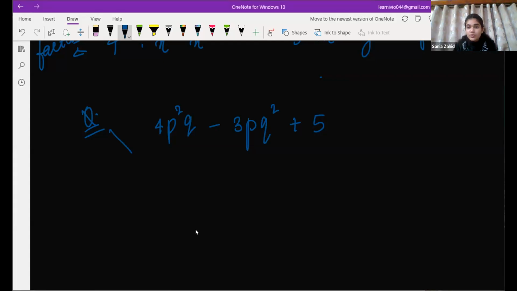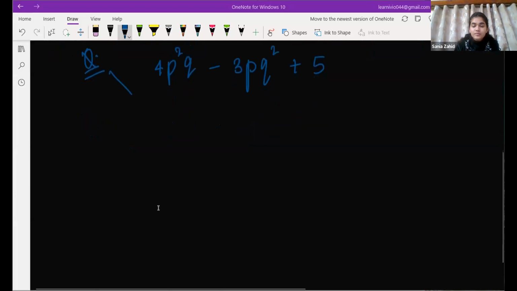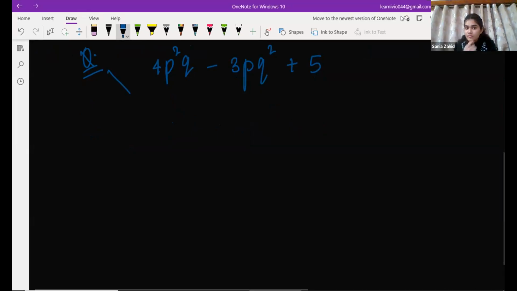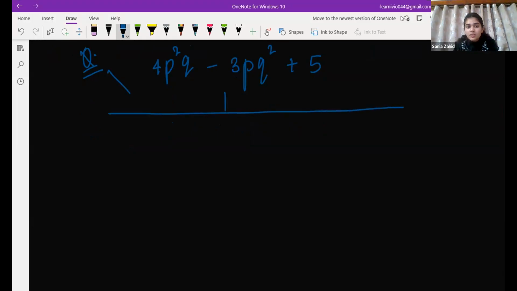Done. Razan, what about you? Yes, ma'am. Okay, so tell me the answer. First, Razan, tell me what's the answer for that? 4p cube, 2q and 2 square is a term. Okay, so there are three terms. How many terms? Three terms. Okay, first term Razan will tell, second term Manha will tell.